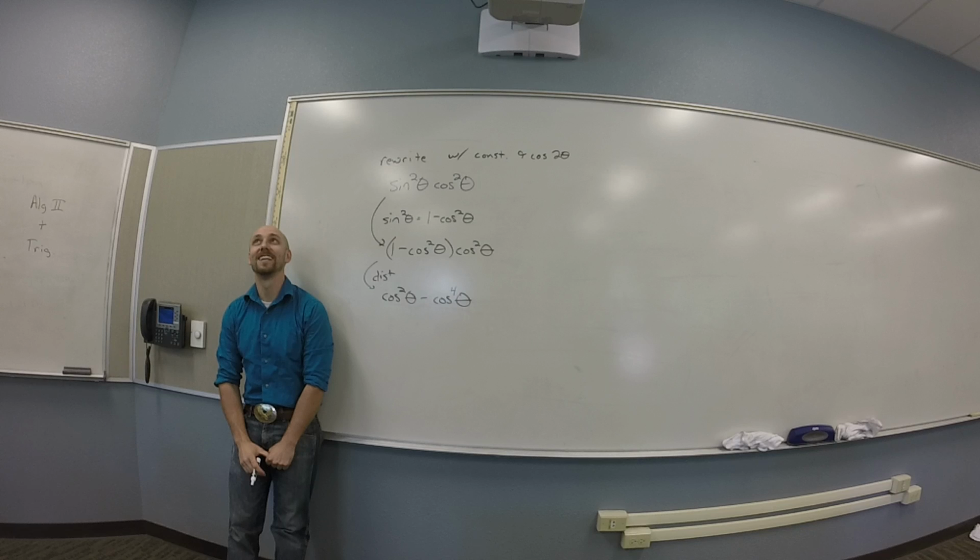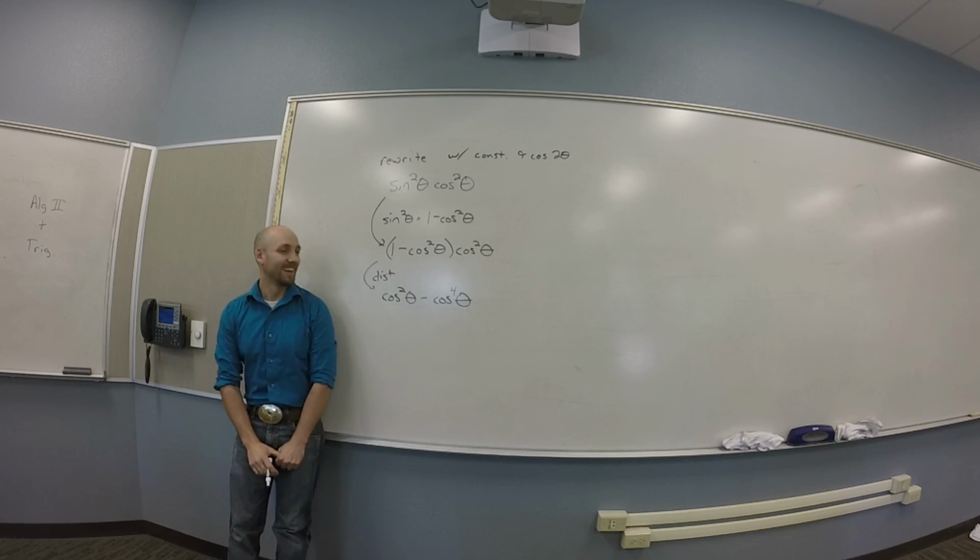Got some bad stuff going on. Which of these is the bad stuff that's going on? Cosine to the fourth. Yeah, I don't know how to deal with cosine to the fourth, right? You guys all see that?